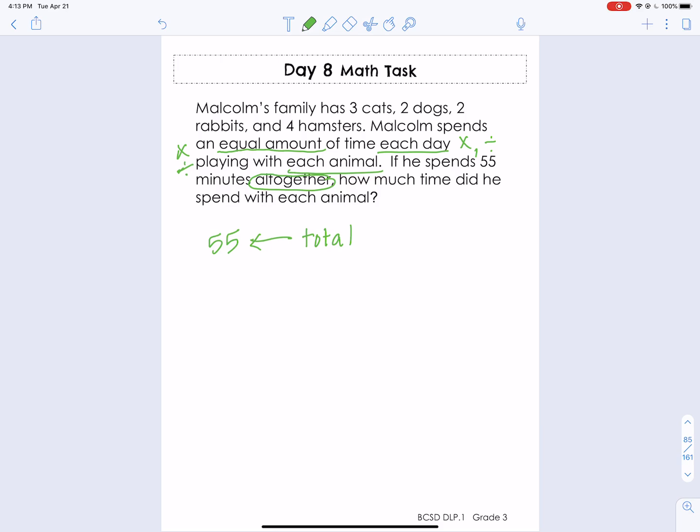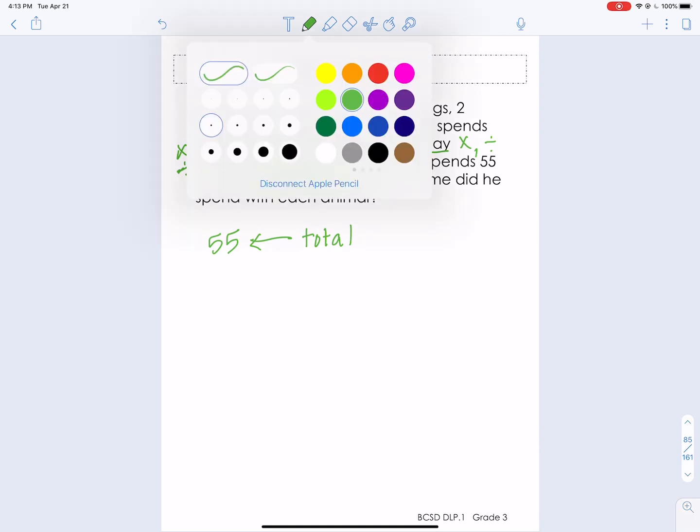But this is a really good example of when you get a math question that has a lot of unnecessary information. This is a math problem where they are trying to distract you. They're trying to distract you with the types of animals that Malcolm has, but really what is most important is the numbers here, right? So let's figure out first how many animals Malcolm has in all.